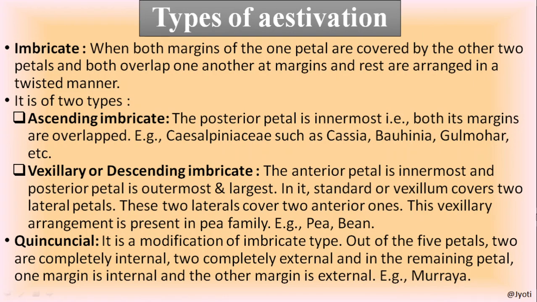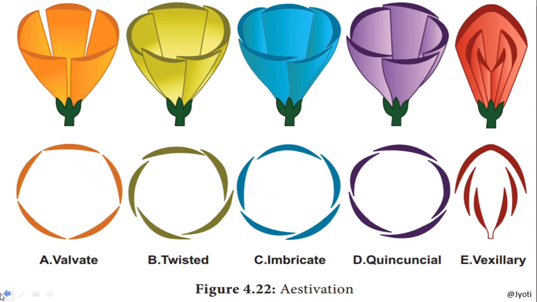Then the next type of aestivation is imbricate. In the case of imbricate, let me show you the picture so that it will be clear to you. So this is imbricate. In imbricate you can see one of the petals is completely inner. Both sides of that petal are overlapped, and one of the petals is completely outer. So here you can see one is completely inner, one is completely outer, and the others are partly outer, partly inner.